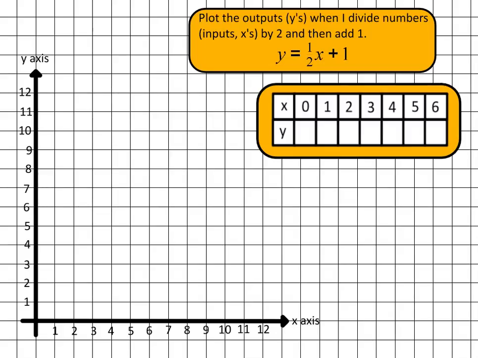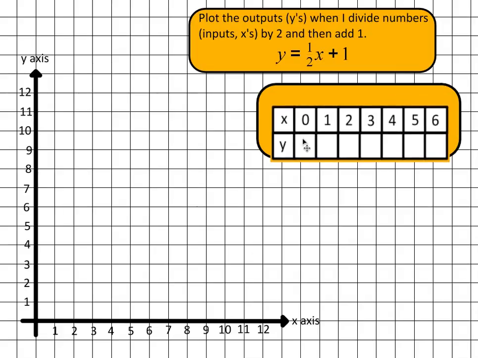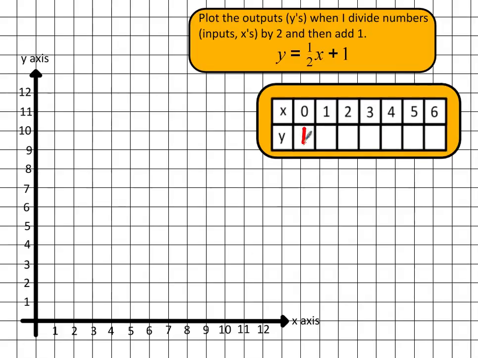If I put in x equals 0 into the equation, a half times 0 plus 1 is going to be 1. And 1 times a half plus 1 is 1.5. And 2 times a half plus 1 is 2. And 3 times a half plus 1 is 2.5. And so on. 6 times a half plus 1 is 4. So what this is doing is creating coordinate points that we definitely know are on our line.